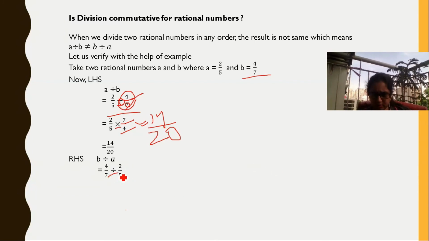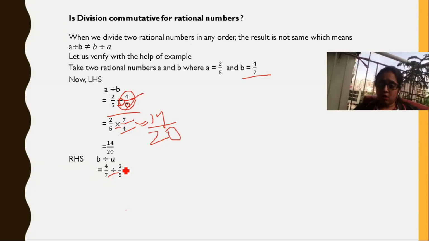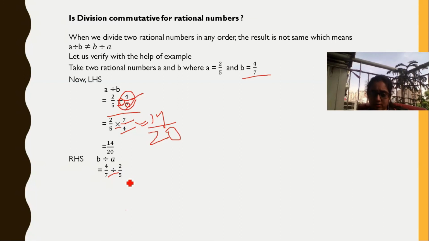We will convert this division sign into multiplication, and when we convert division into multiplication, we have to change the numerator into the denominator and the denominator into the numerator of the second number, 2 upon 5, not the first number. So in the next step, 4 upon 7, and I convert this divide into multiplication and shift the second number. 5 is the denominator, and I convert 5 into the numerator, and the numerator into the denominator.